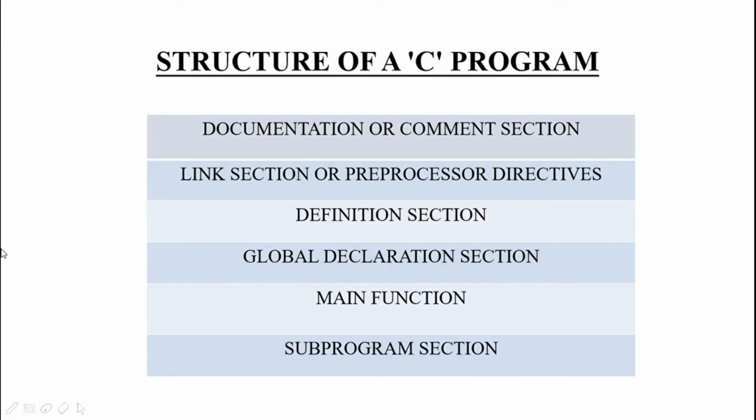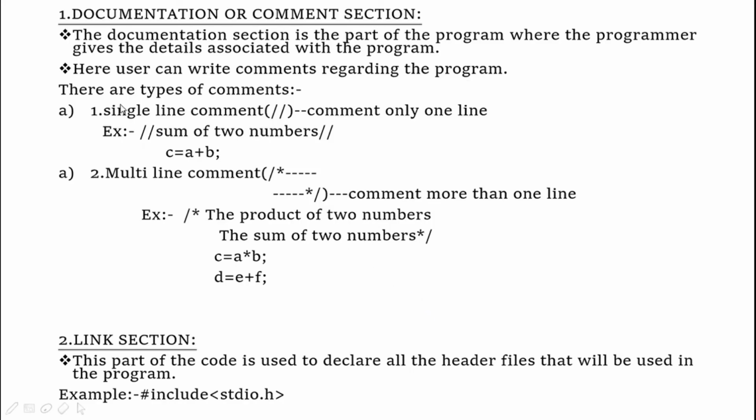Now let's discuss the structure of a C program. So this is the structure of a C program. The first section will be the documentation or comment section. The second is the link section or preprocessor directives. The third one is the definition section, global declaration section, main section, subprogram section. Now we'll see what these sections consist of.